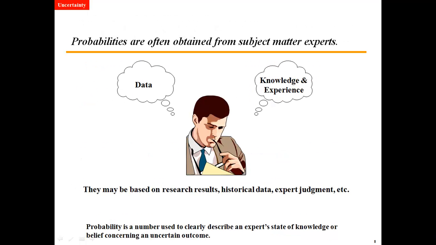How do we obtain probabilities? Probabilities are obtained from subject matter experts. The subject matter expert considers the data that he or she has available and also their knowledge and experience. They can also be based on research results and historical data, and they will rely on expert judgment. You'll have the expert's judgment regardless of whether there's data, because he or she needs to determine that that's the right data. And like I said earlier, probability is a number used to describe an expert's state of knowledge or belief concerning an unknown or uncertain outcome.